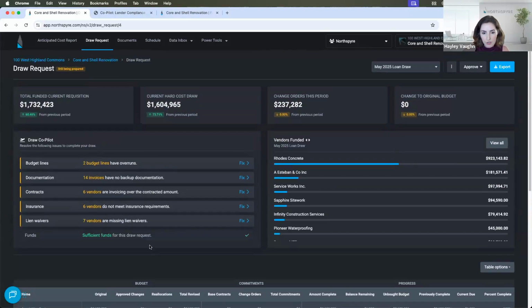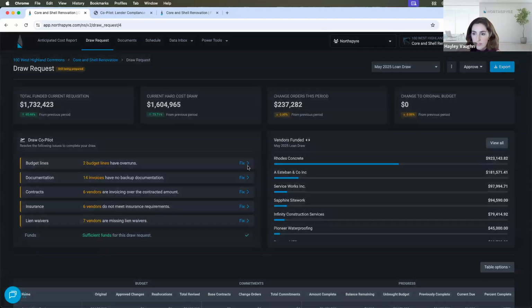But I want to point out our Draw Copilot. This is a recent addition, which is really valuable in making sure that your report is always tight before it's submitted. So here we're flagging any budget lines that have overruns, any invoices that are missing backup documentation, any contracts that are being over invoiced, any missing insurance, lien waivers, and then any funding sources that are not sufficient to cover your uses.